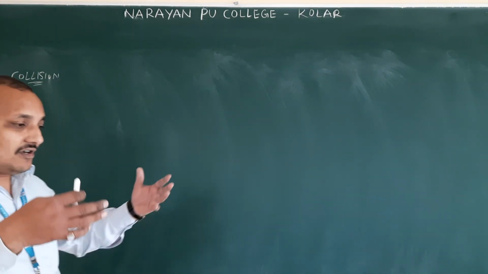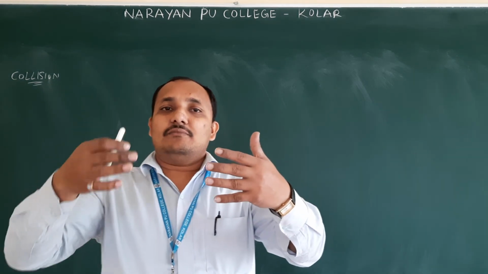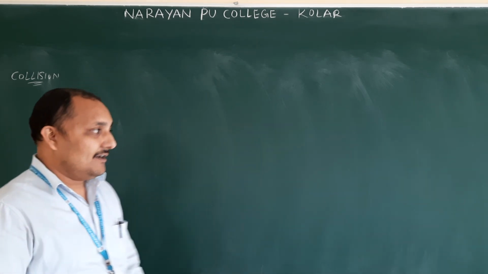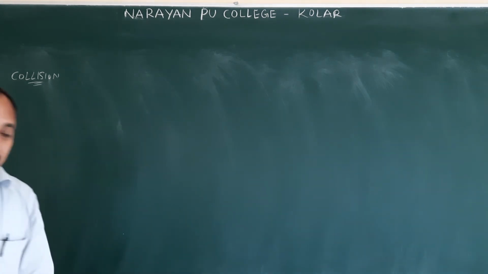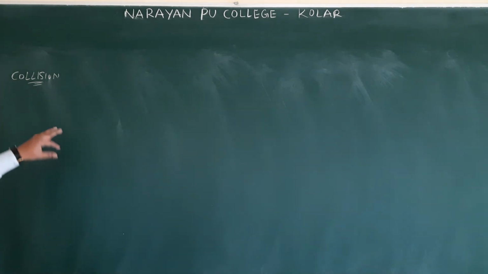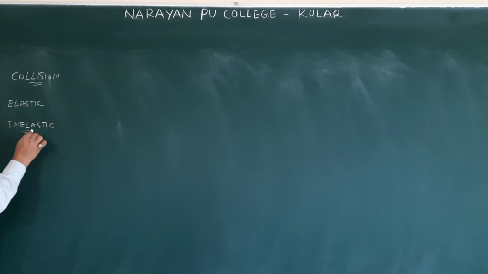So two bodies got into an accident, and the accident we also call a collision. Its momentum goes to another object, and its kinetic energy goes to another object. Depending on the momentum and kinetic energy transfer, we say there are two types of collision: elastic collision and inelastic collision.